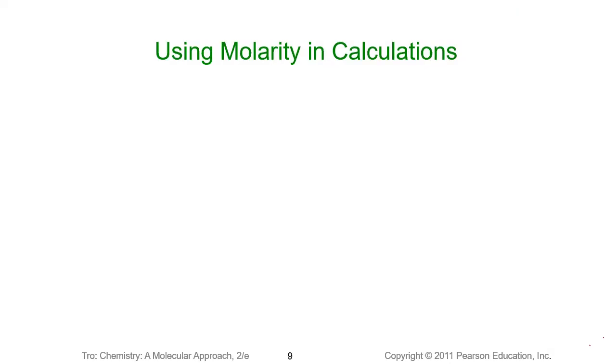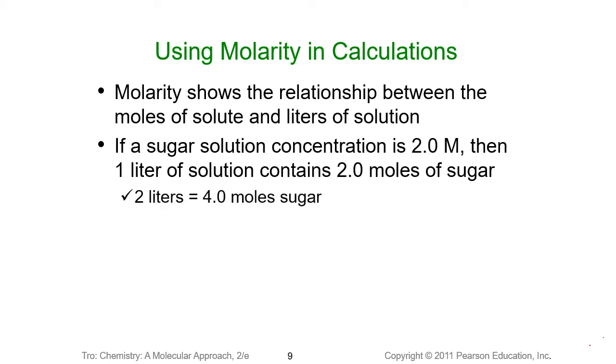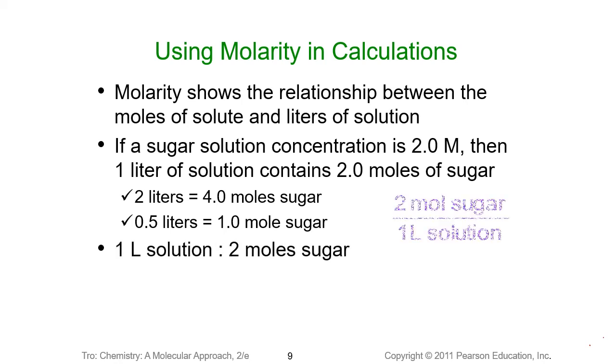Now, because molarity relates moles to liters, we can use this in our calculations as a conversion factor. So molarity shows that relationship between moles of solute and liters of solution. If we say that sugar has a concentration of 2 molar, then that means that for every 1 liter of solution, we have 2 moles of sugar. If we have 2 liters, we have 4 moles. If we have half a liter, we have 1 mole. And so there is a relationship here.